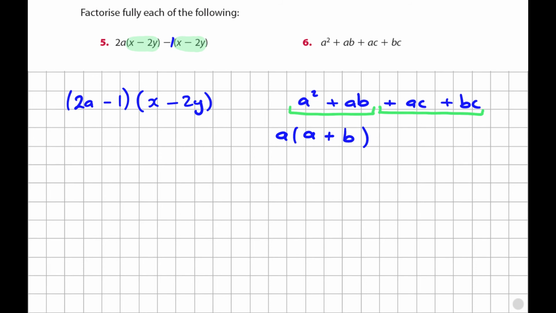And let's just double check that to make sure it hasn't changed in value. A times a is a squared. A times b is plus ab. Okay, so that's the first part dealt with. Now we're going to deal with the second part, which is ac plus bc. So I need to take out what's common to these two terms here. And what's common to those two terms is going to be c. So I'm going to take out a positive c, right?